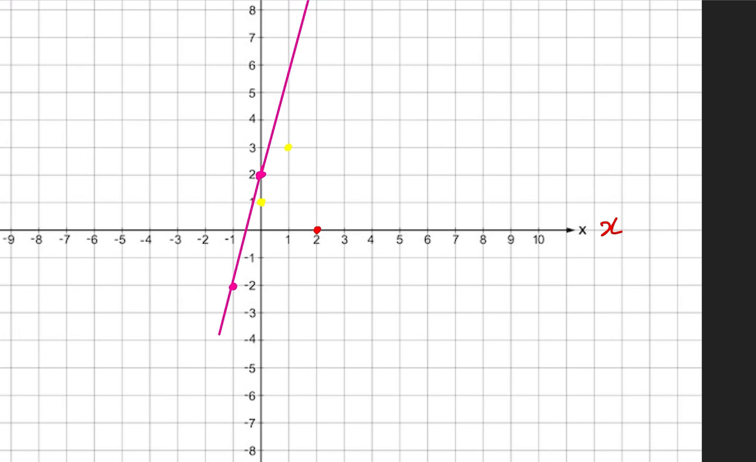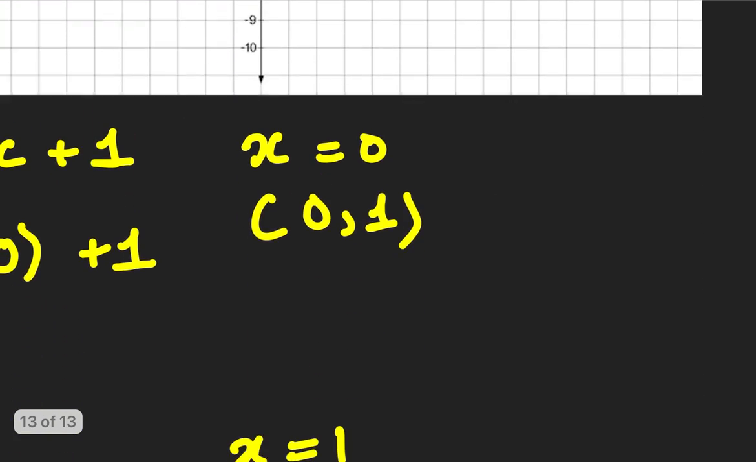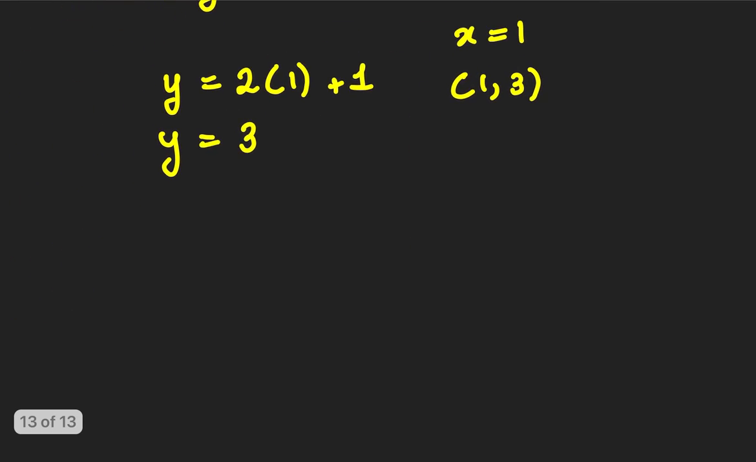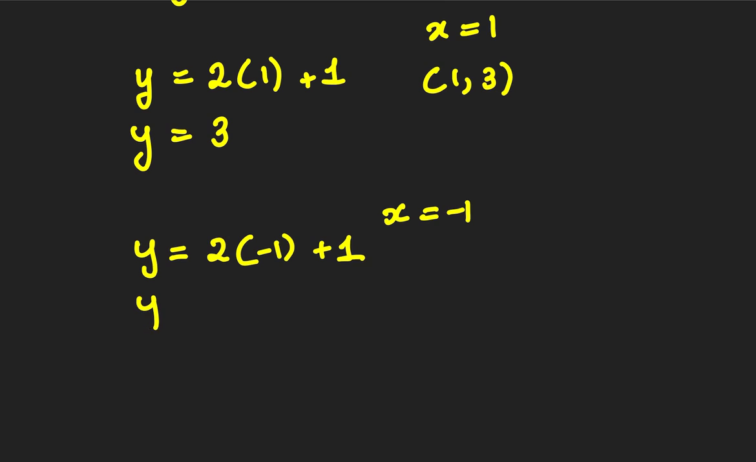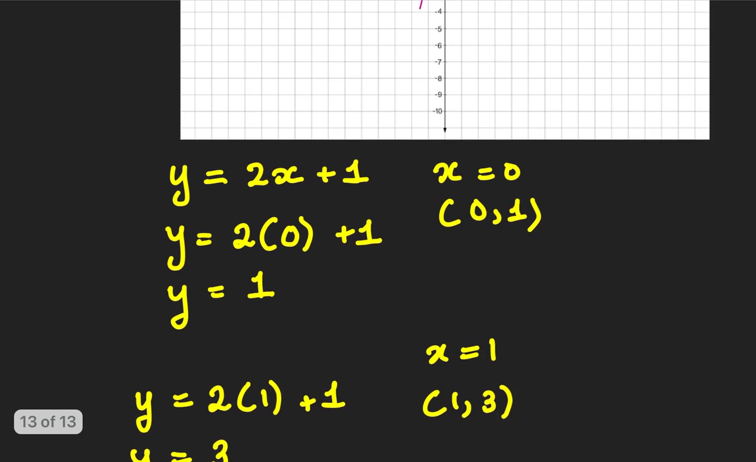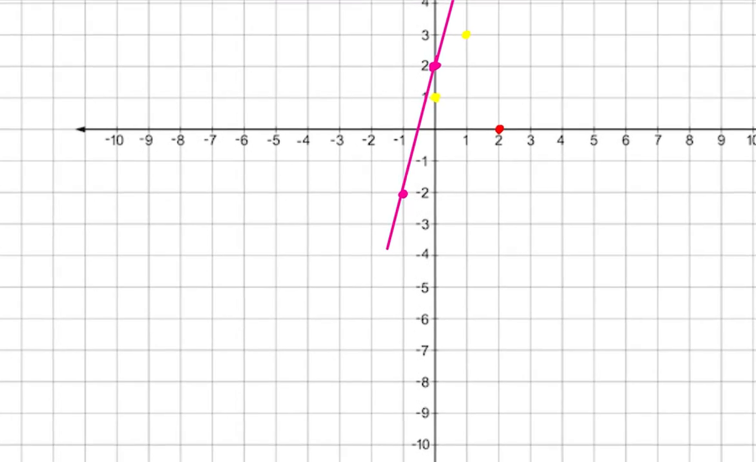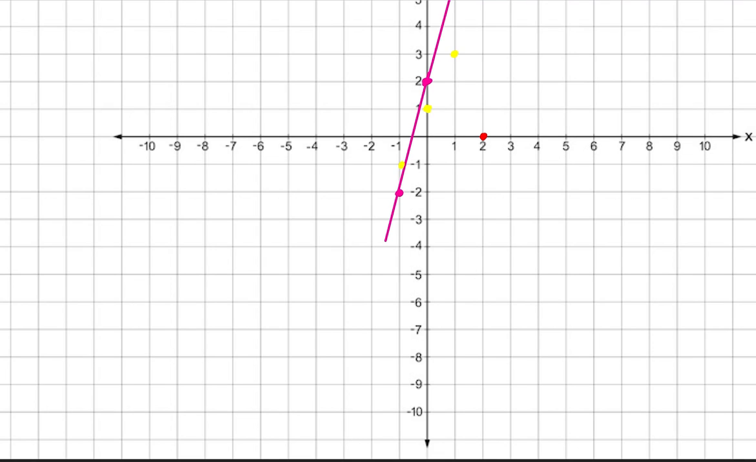Let's input a negative value, for instance. Let's put x as negative 1. If x is equal to negative 1, y is equal to 2 times negative 1 plus 1. So y is equal to negative 2 plus 1. y is equal to negative 1. So we're getting negative 1, negative 1. Let's plot this in accordingly. So negative 1, negative 1 comes here.